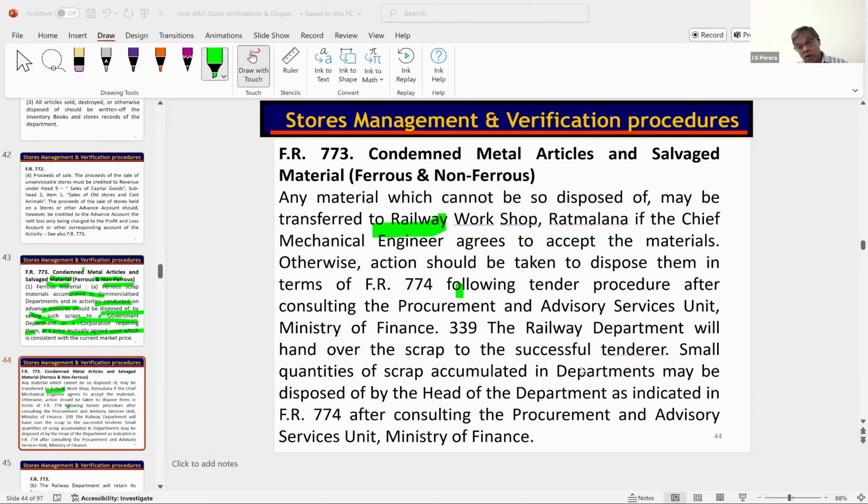But there are some places where you had auctions, even though the price was not properly ascertained. So all depends on the board of survey actually.